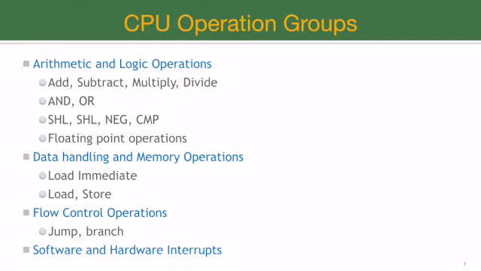Similarly, there are some operations that are called shift operations. So shift left, shift right, and so on. And then negation operation, comparison operation, and possibly floating point operations. So these are the operations that are performed by the arithmetic and logic unit. These are the operations that exist in the ALU part of the CPU. The next set. So why exactly do we need?